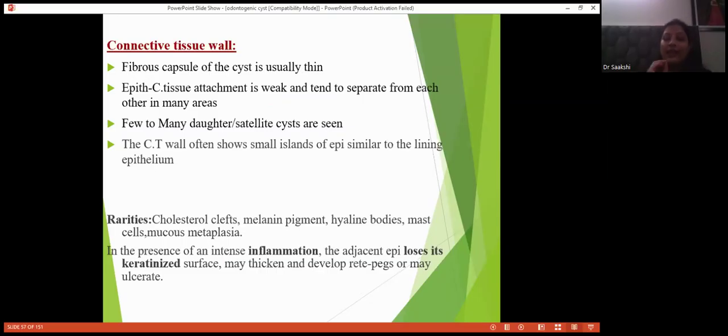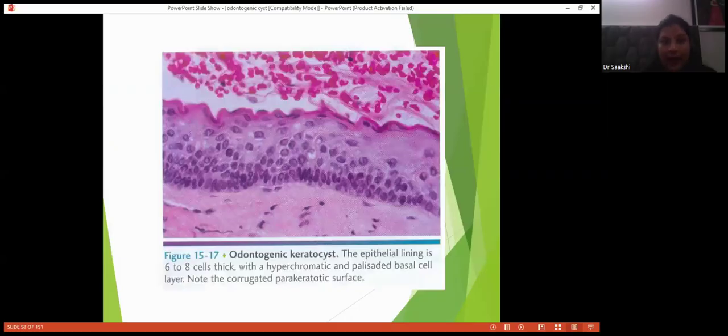Now, in the presence of intense inflammation, the adjacent epithelium loses its keratinized surface. It may thicken and develop vertex or may ulcerate. So, as you can see, this is the epithelial lining with 6 to 8 cells thick with the hyperchromatic. ये आपकी epithelial lining है, ठीक है? आप देखो ये न्यूक्लियर कितना हाइपरक्रोमैटिक है, पेलिसेडेड मींस बिल्कुल एडजेसेंट लेयर में आपका प्रेजेंट है.